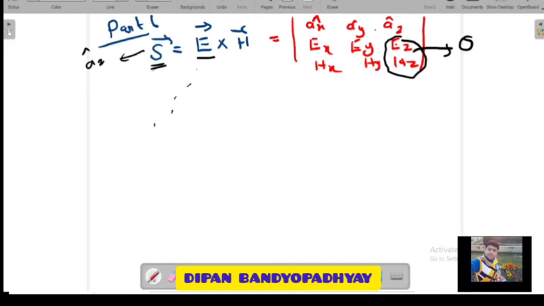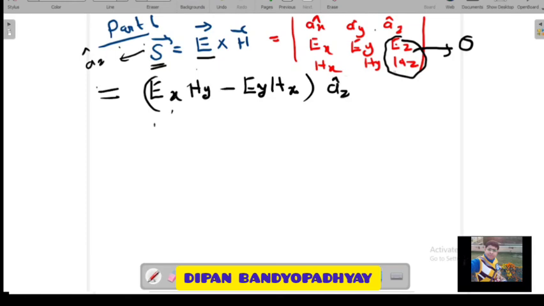Now you will see, if you evaluate this determinant, what you will get: Ex Hy minus Ey Hx, and the direction will be, as I told you, along the z direction. You can evaluate this one, just put 0 here and simply take the determinant. You will get this.